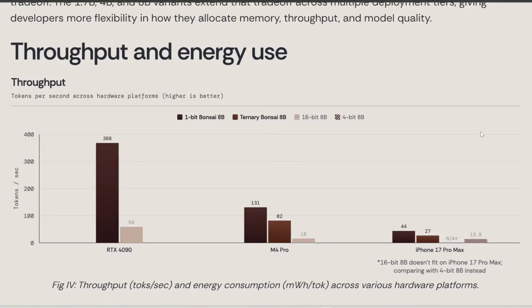And if you look at throughput, notice they're showing tokens per second across devices, on consumer GPUs, or even on mobile chips. These models are hitting over 100 tokens per second, which is fast enough for real-time applications. That's how efficient this is.